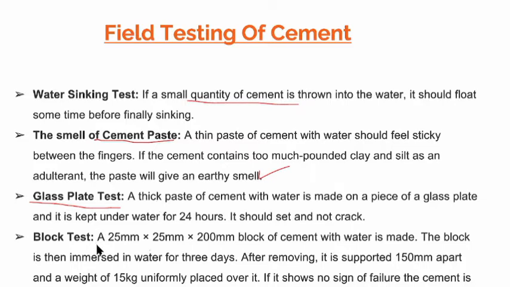Block test. A block of 25 mm x 25 mm x 200 mm is made. That is, the width and the height of the block are 25 mm and the length is 200 mm. The block is then immersed in water for 3 hours for curing. After removing, it is supported 150 mm apart and a weight of 15 kg is placed over it. The cement block should not fail under these conditions.